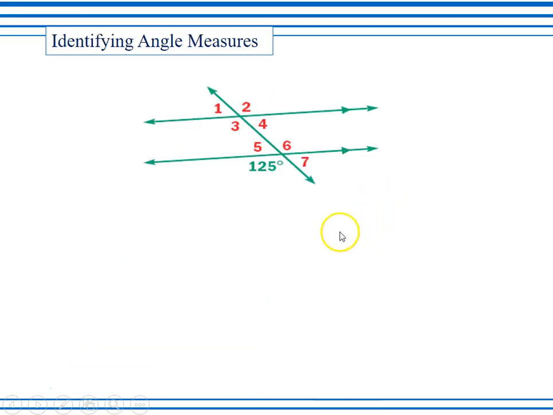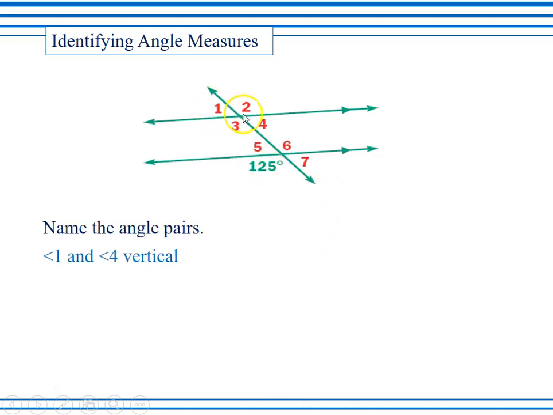So here we have, again, 2 parallel lines with an intersecting line, and we're told that one of the angle measures is 125 degrees, which makes sense. If you look at this angle, it's obviously greater than a 90-degree angle, but less than 180. So it's obtuse, and it's 125 degrees.